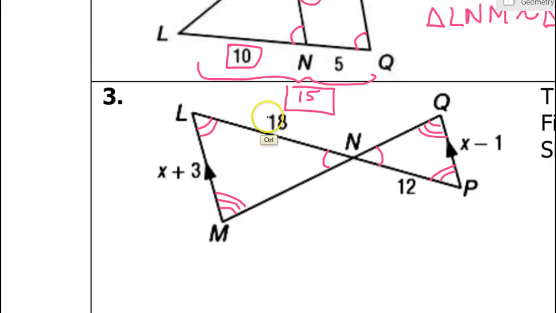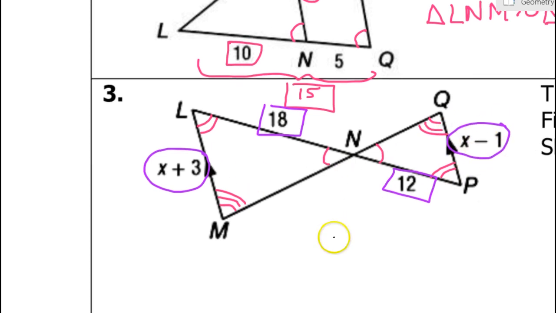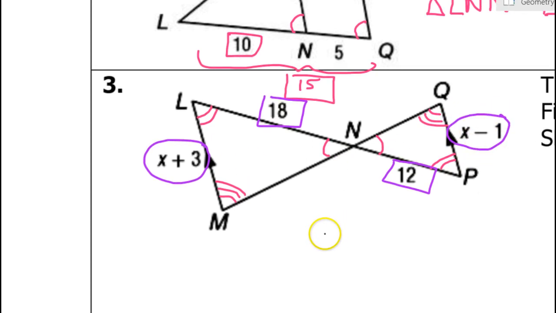Okay, look at this 18. Let's go ahead and put a box around that. This 18 is between the single and the double. All right, here's the single and the double, so this is going to be corresponding. This x plus 3 is between the double and the triple. Circle. Double and the triple. Circle. So now I've matched up the corresponding sides.